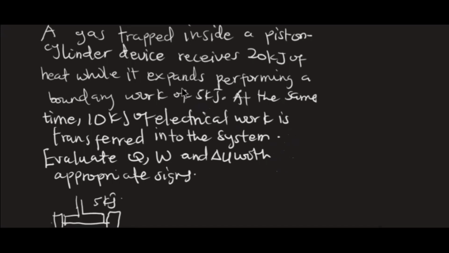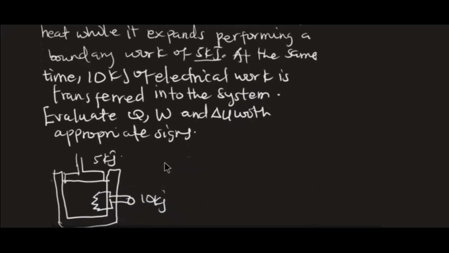So there is a problem. A gas trapped inside a piston cylinder device receives 20 kilojoules of heat while it expands, performing a boundary work of 5 kilojoules. At the same time, 10 kilojoules of electrical work is transferred into the system. Evaluate Q, that is the heat supplied, the work done, as well as the internal energy with appropriate signs, positive or negative. So our question has been summarized here.